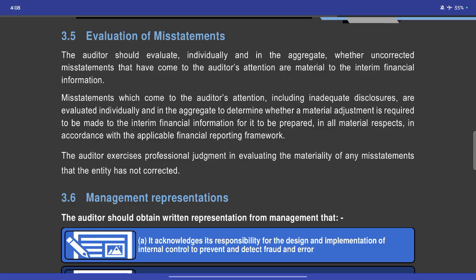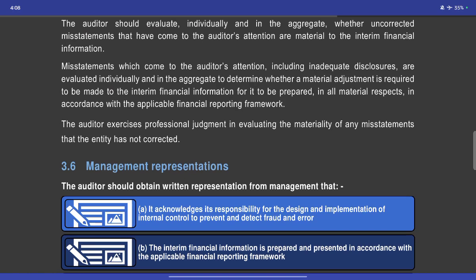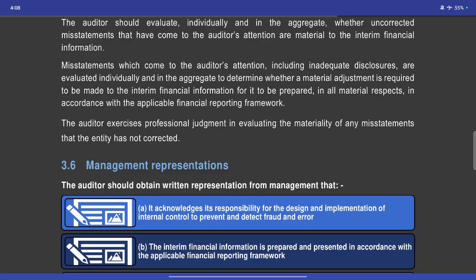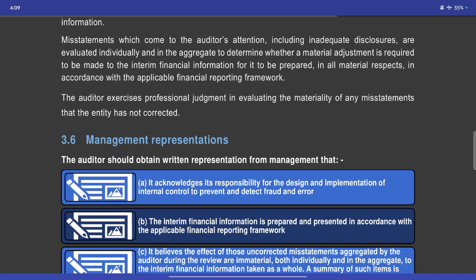The auditor should evaluate, individually and in aggregate, whether uncorrected misstatements that have come to the auditor's attention are material to the interim financial information. Misstatements which come to the auditor's attention, including inadequate disclosures, are evaluated individually or in aggregate to determine whether a material adjustment is required for the interim financial information to be prepared, in all material respects, in accordance with the applicable financial reporting framework.